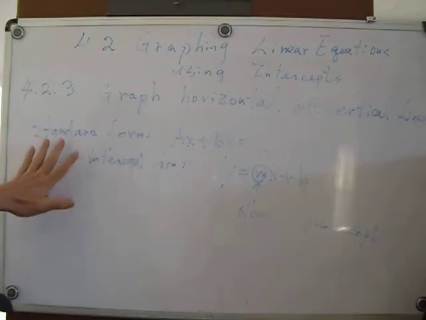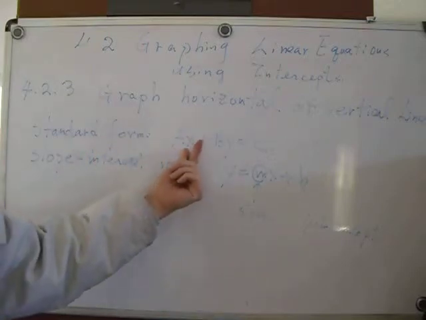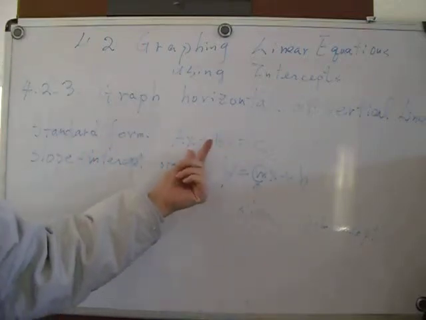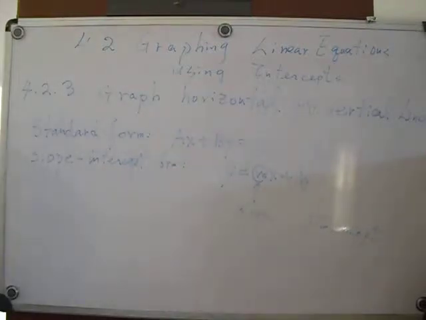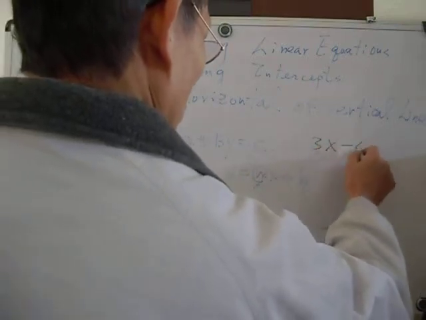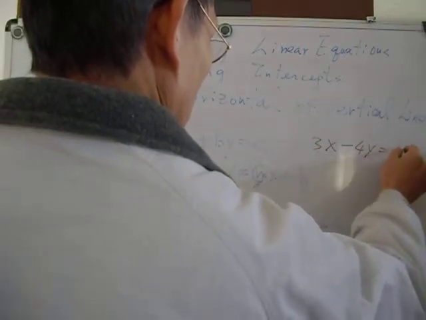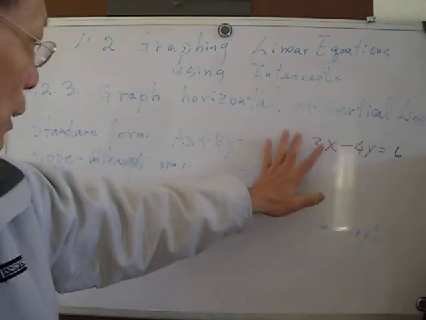Before we get into this topic, let's review our last week. I mentioned this in your YouTube presentation. Standard form looks like this: ax plus by. Your x and y on one side, the other side is a number. For example, standard form could be 3x minus 4y equals 6. This is called the standard form of a line.